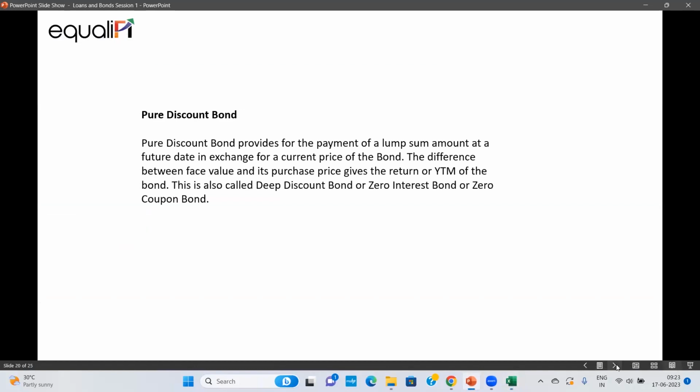Now there is a concept of pure discount bond. What is a pure discount bond? It provides for the payment of a lump sum amount at a future date in exchange for a current price of a bond. So you currently pay something for the bond, and then after a period of time, you get a return. The difference between the face value and its purchase price gives the return or YTM of a bond. This is also called a deep discount bond or a zero interest bond. You can call it a zero coupon bond as well.